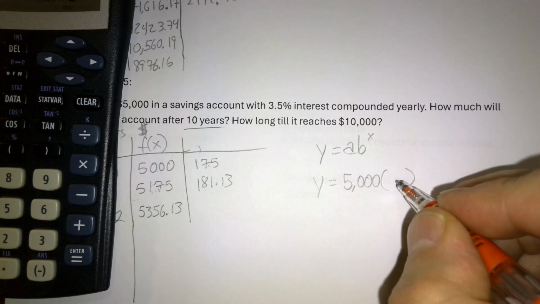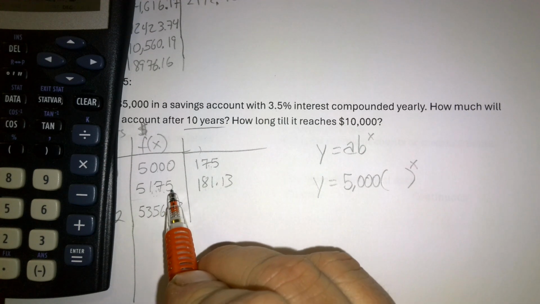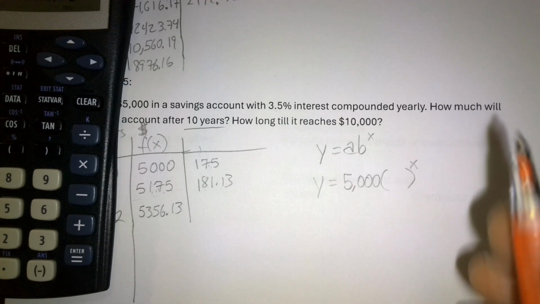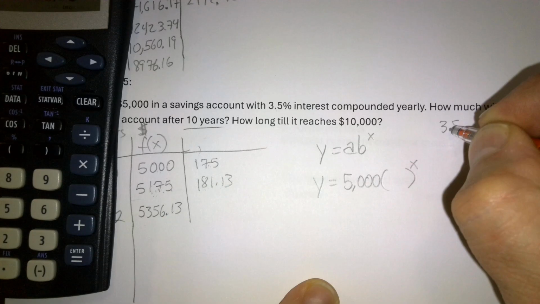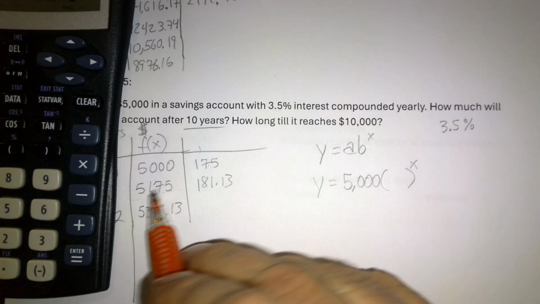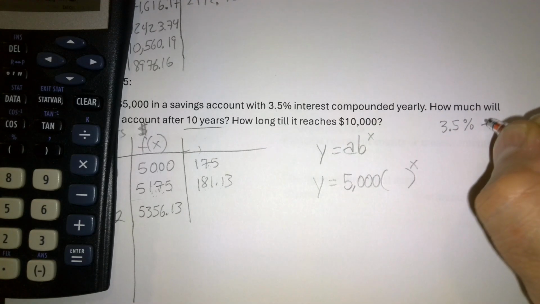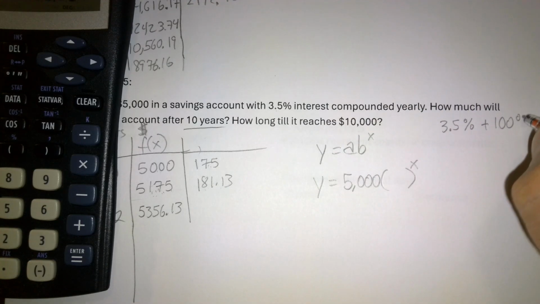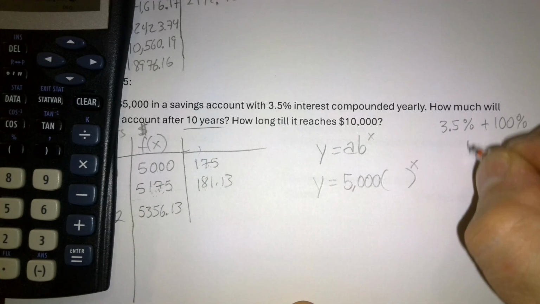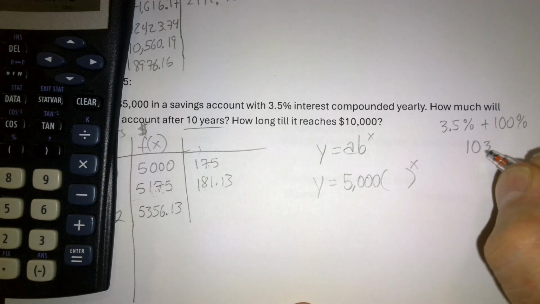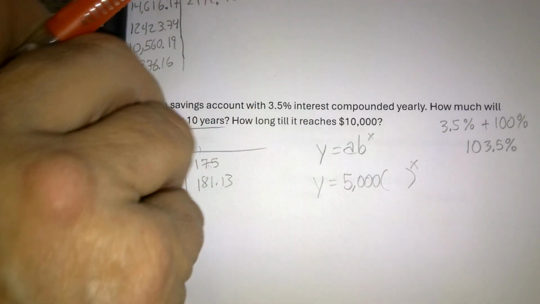But I want a base that is going to cause this to grow. That's going to give me the 5,175, so I don't have to add it back in. So this is how it works. You're currently getting 3.5% interest. So the amount you should get in the next year should be this 3.5%, plus it should include the original value, the original 100%. So what you're really doing is this value is 103.5% of the original. And I'm going to show you how that works.